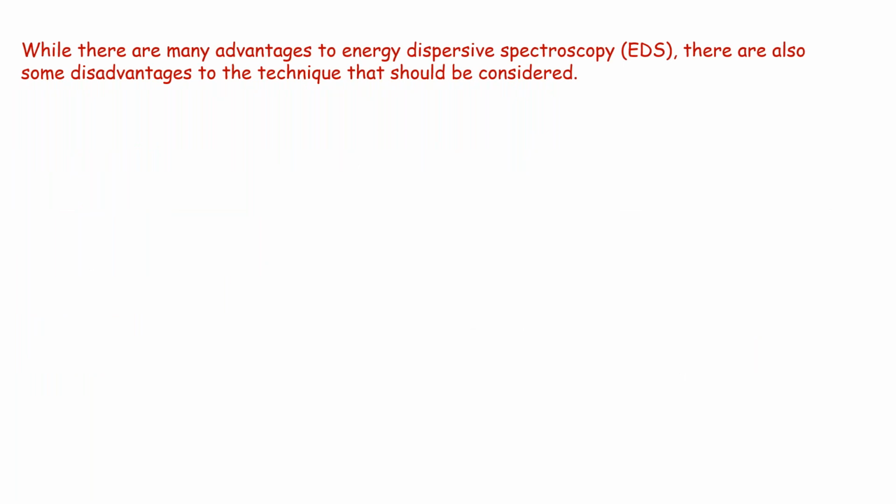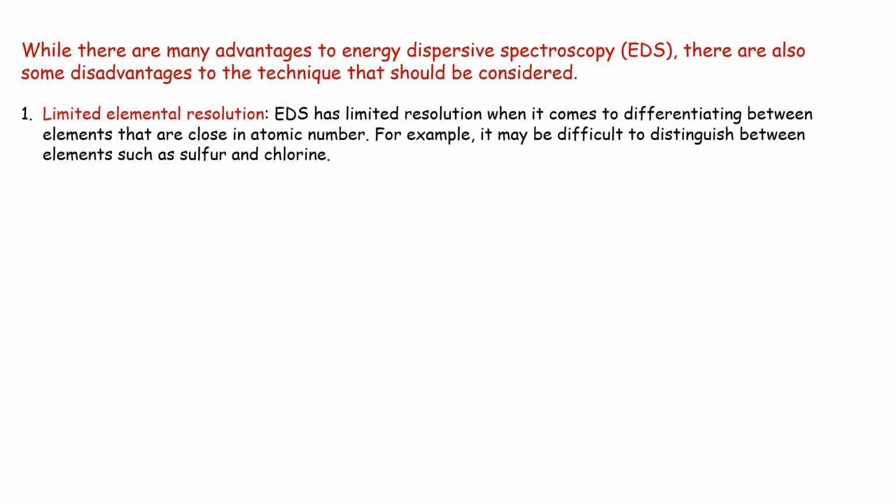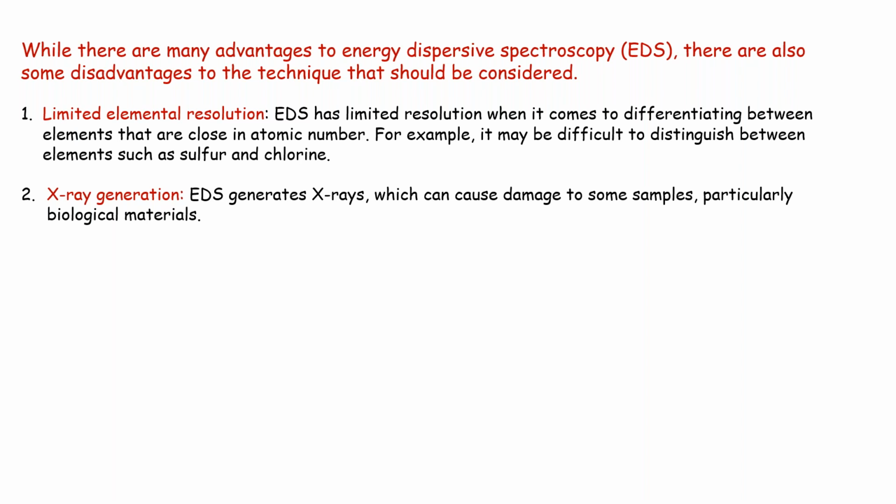But while there are many advantages for EDS, there are also some disadvantages to this technique that should be considered. Limited elemental resolution. For example, if the atomic numbers are very close to each other, it's going to be difficult to distinguish them, so you need some mathematical algorithms to distinguish between the two. For example, sulfur and chlorine pretty much overlap with each other. And EDS generates X-rays, which is a concern for very sensitive samples, such as biological samples. You could damage the samples.